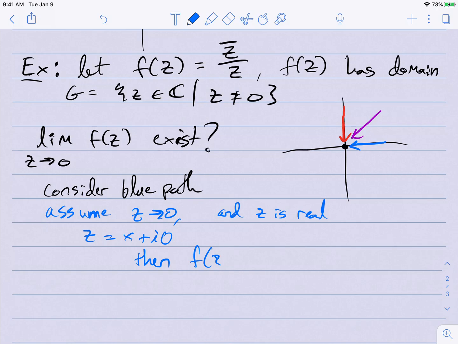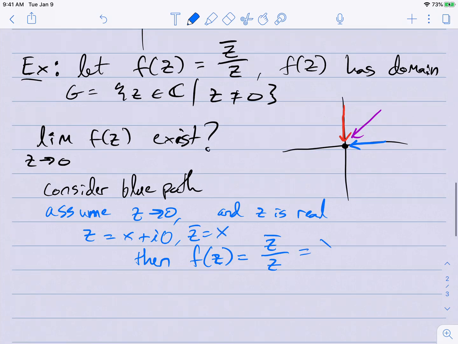So then f of z, which is z bar over z, well, if z is x plus 0i, then z bar is also equal to just x, right? And so f of z, which is z bar over z, is just x over x. And this is just equal to 1, at least when z is non-zero.